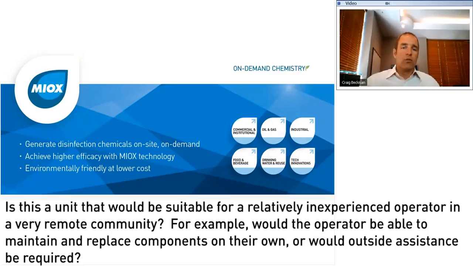So we would say yes, with very little training. The operation of a MIOX on-site generator is almost as simple as a chemical feed pump. I won't portray that it's the same, but it's certainly closer to a chemical feed pump than a clarifier or a membrane system.